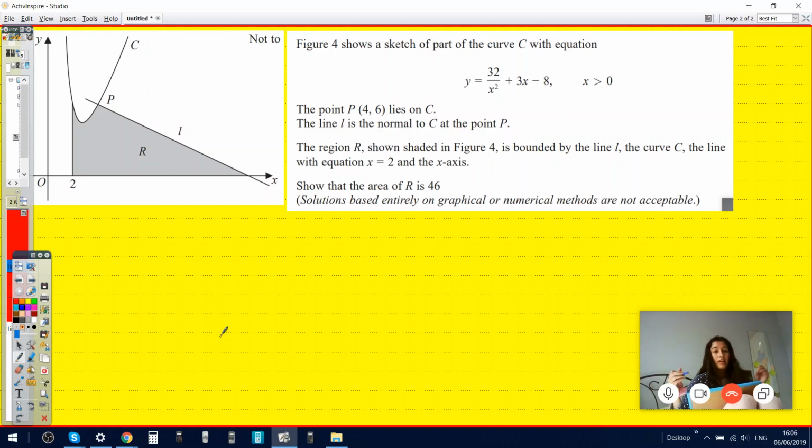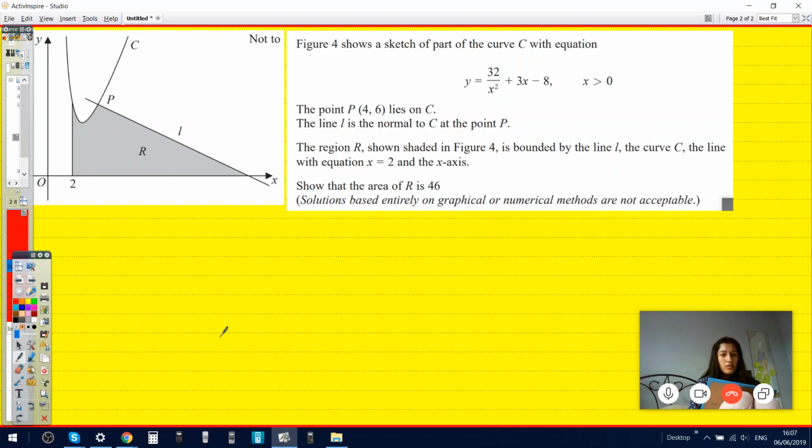I can't find my pen. Okay. y equals 32... it's 2x minus 2 plus 3x minus 8. Point P lies on C, at 4, 6. L is the normal to C at the point P. The region R is shaded, bounded by a line with equation x equals 2. So the lower limit is x equals 2.